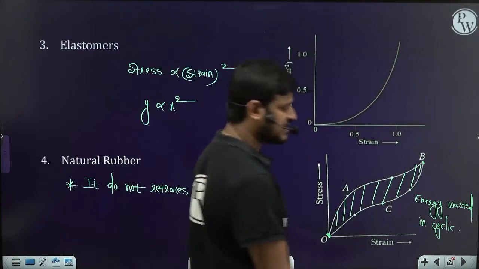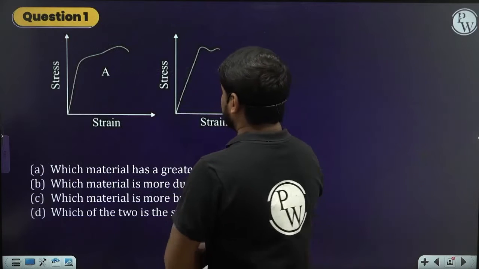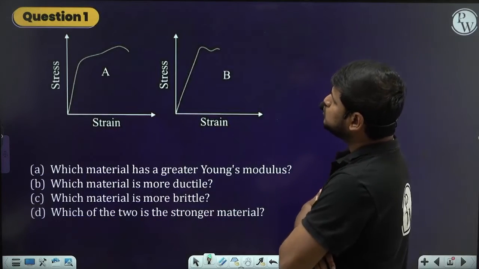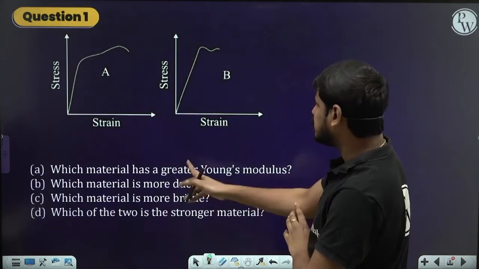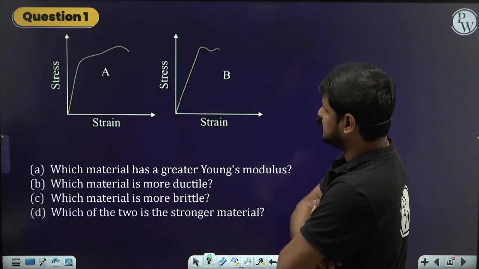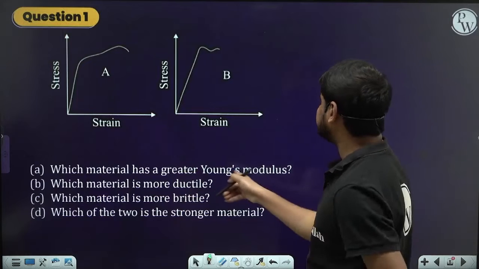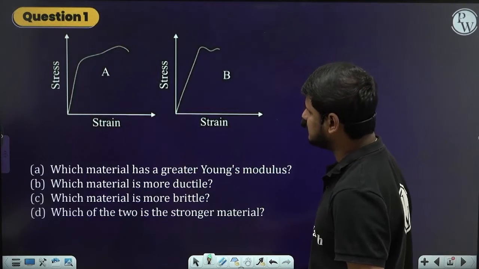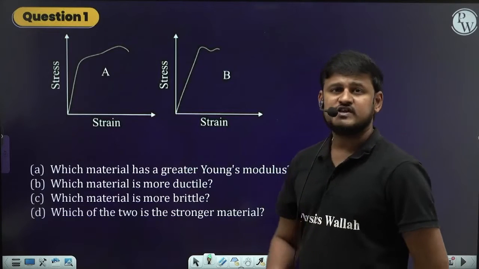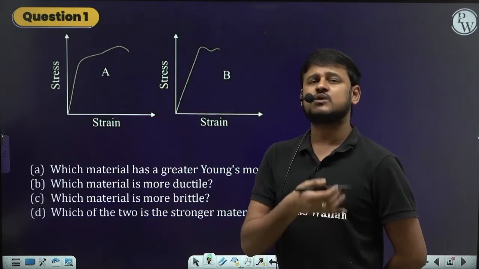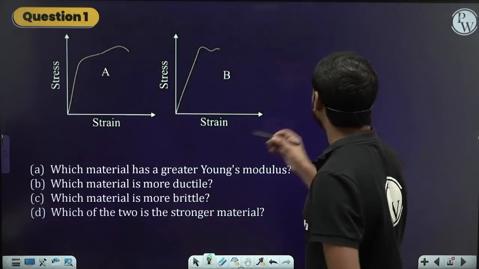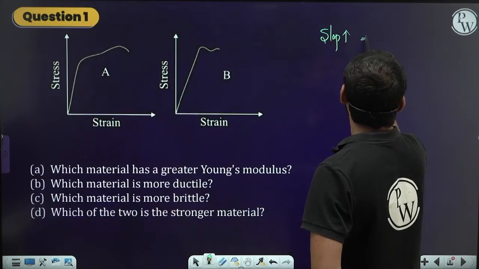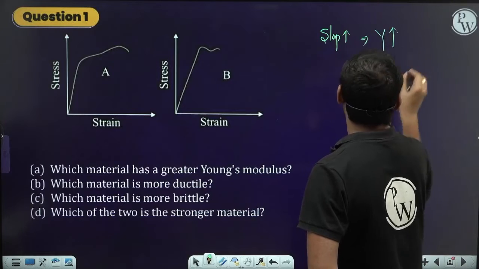Chalo, let's move further guys. So we have got one question. See here. These are not the options, these are the four questions. Which material has a greater Young's modulus? See, if the slope is more, the Young's modulus will be more, right?